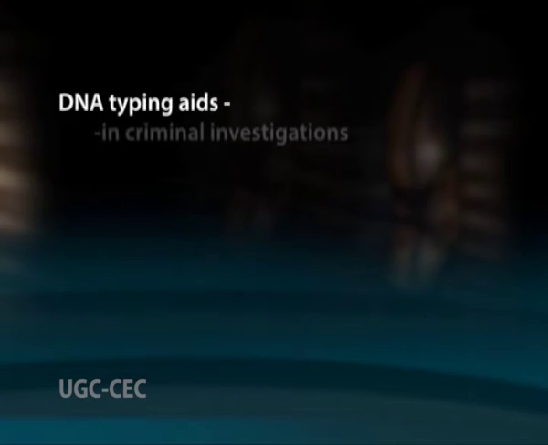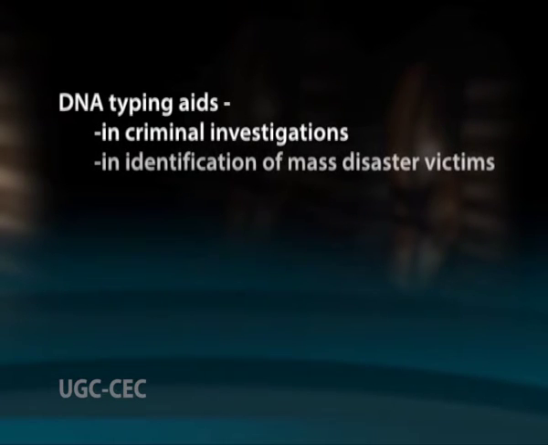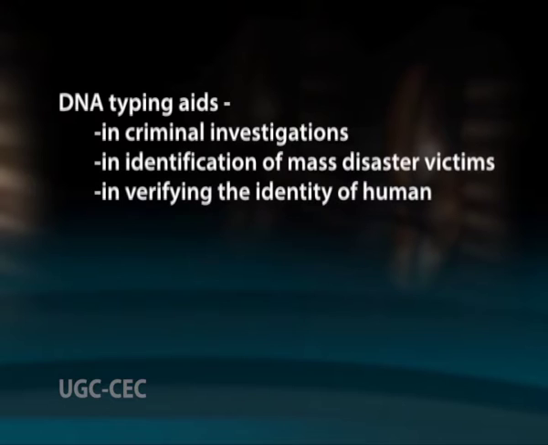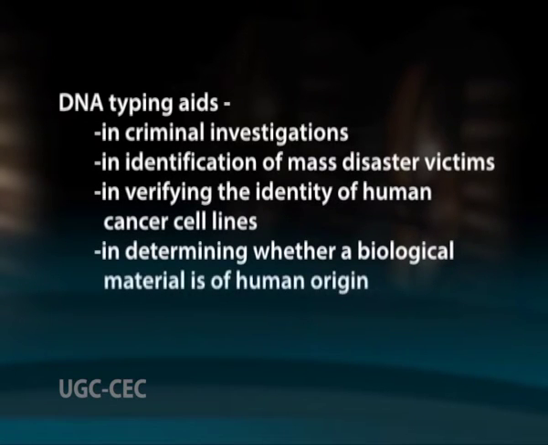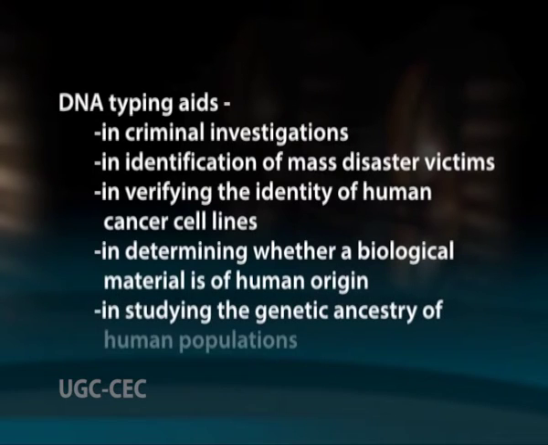DNA typing aids in criminal investigations, in identification of mass disaster victims, in verifying the identity of human cancer cell lines, in determining whether a biological material is of human origin, and in studying the genetic ancestry of human populations.